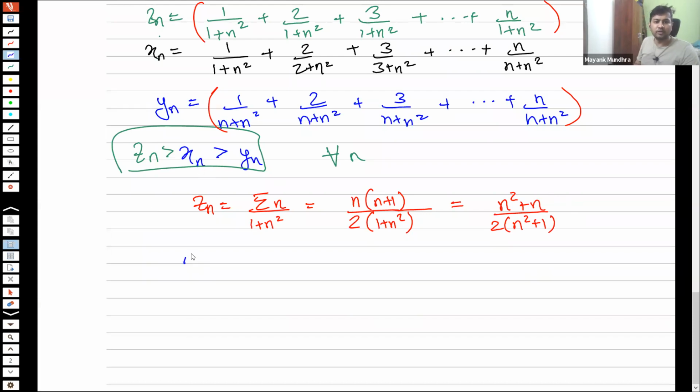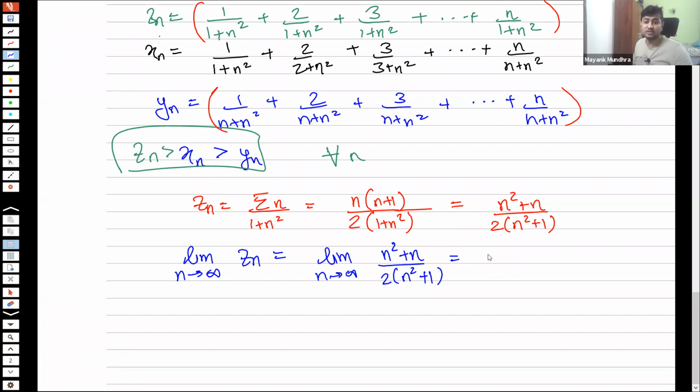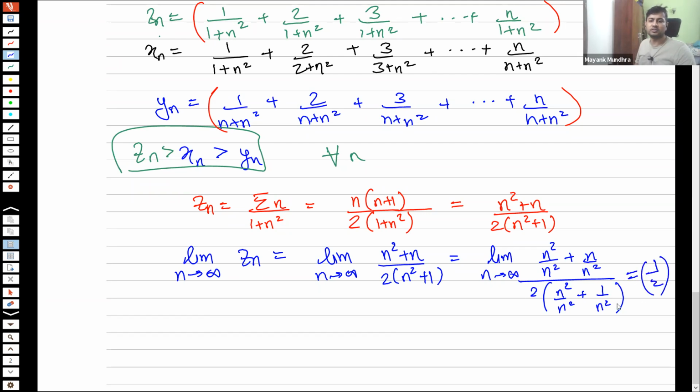To find the limit, limit n tending to infinity Zn is basically limit n tending to infinity n square plus n upon twice into n square plus 1. I don't want to use L'Hopital. If you want to use L'Hopital, fine, if you know it. But till this point, I've not taught L'Hopital, so it will be wrong if I told you a solution which involves that. So I'll just divide numerator and denominator by n square. This becomes limit n tending to infinity n square by n square plus n by n square upon twice of n square by n square plus 1 by n square. So this becomes 1 plus 1 by n over 2 plus 1 by n square, and you see that this limit becomes 1 by 2.